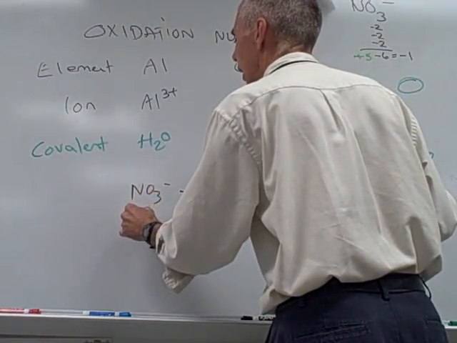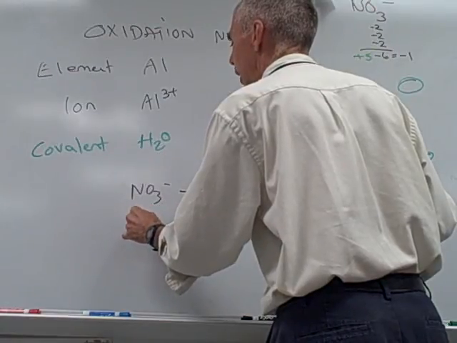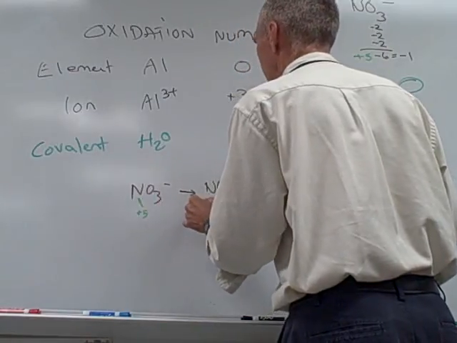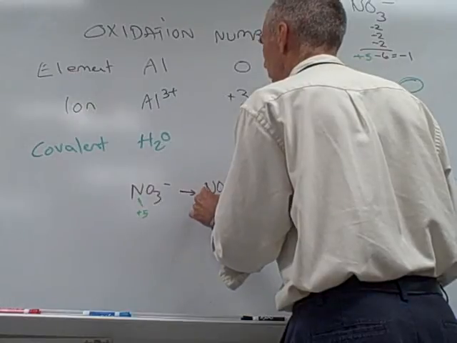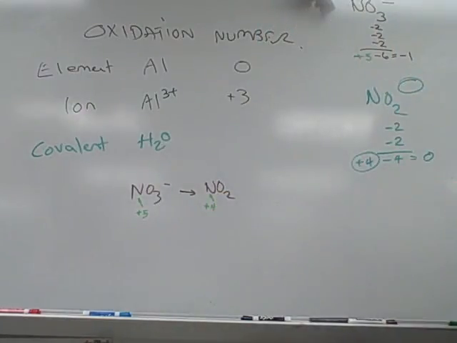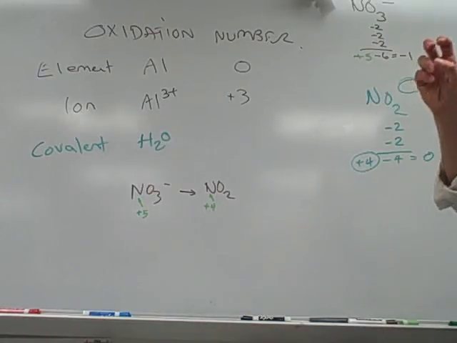We're saying that this was a +5 oxidation number on the nitrogen, and now it's a +4 oxidation number on the nitrogen. Oh, so it can change? Yeah, it's physically changing what's called oxidation number.